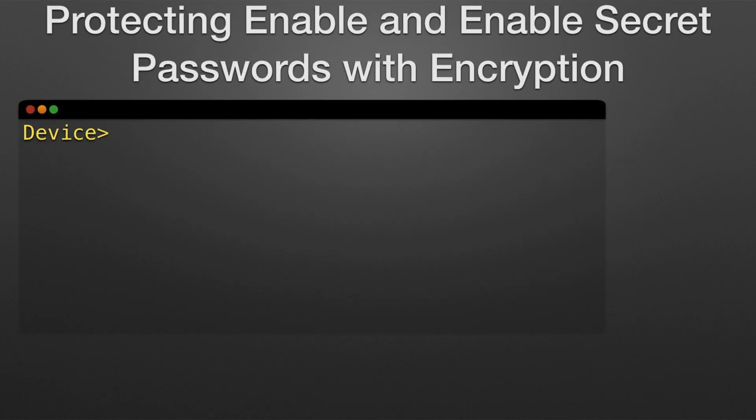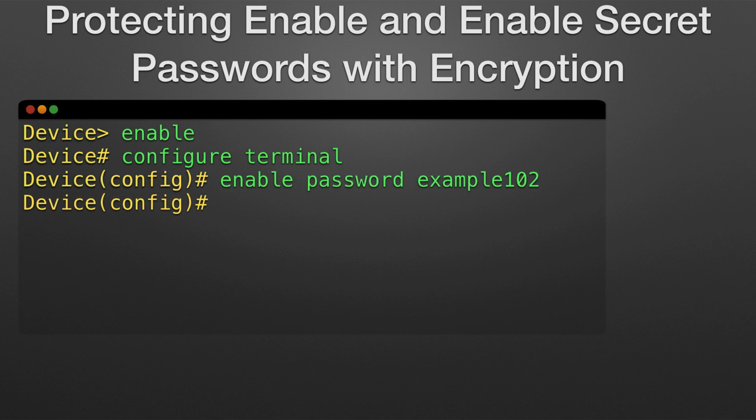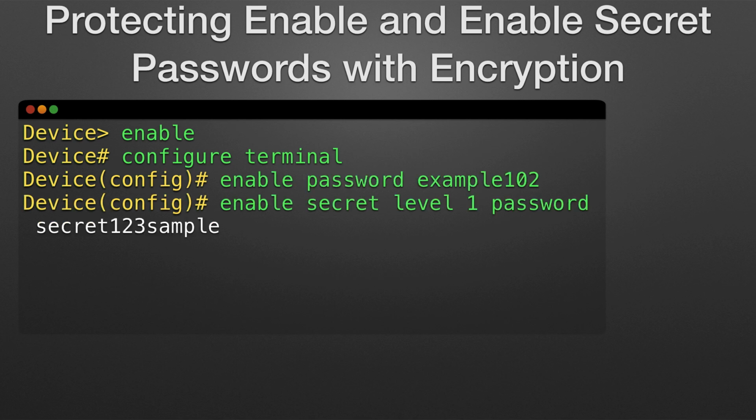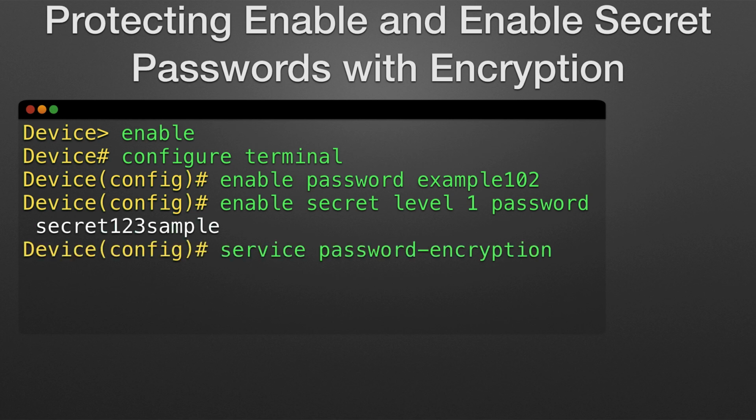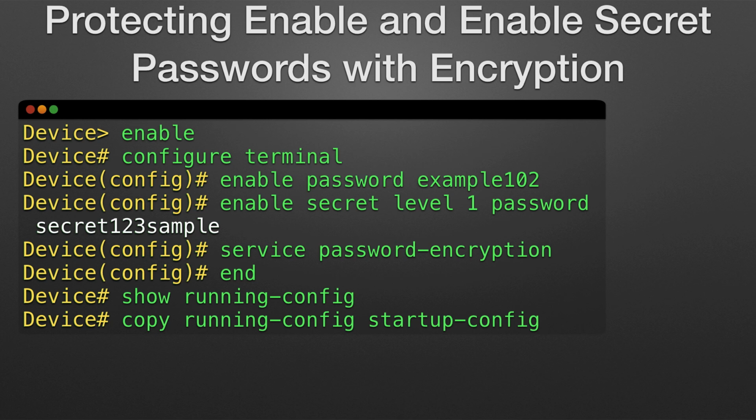Protecting enable and enable secret passwords with encryption. Follow these steps to establish an encrypted password that users must enter to access privileged EXEC mode, the default, or any privilege level you specify. This defines a new password or changes an existing password for access to privileged EXEC mode. It defines a secret password, which is saved using a non-reversible encryption method. Optional.